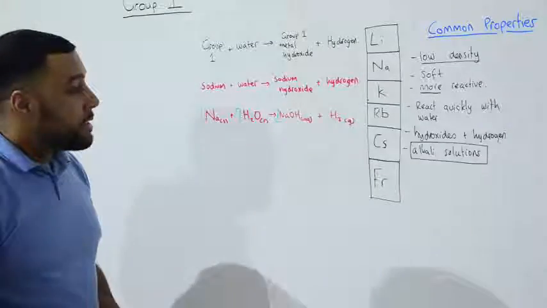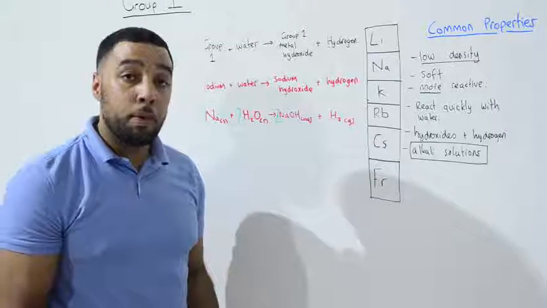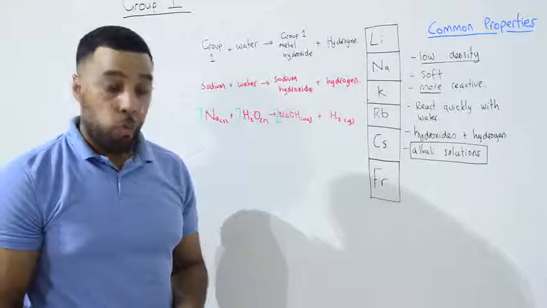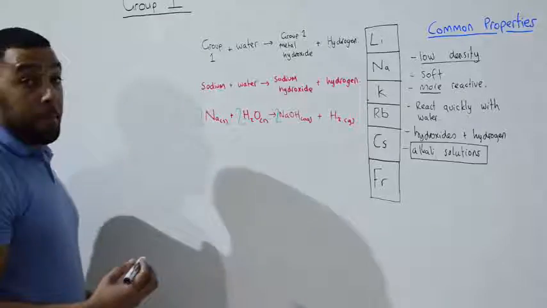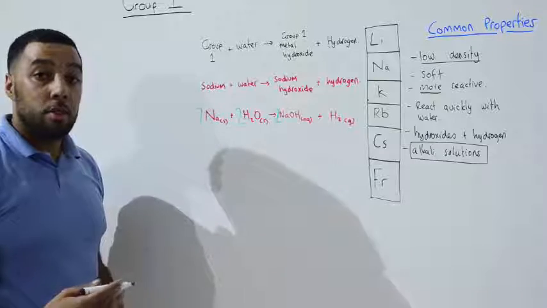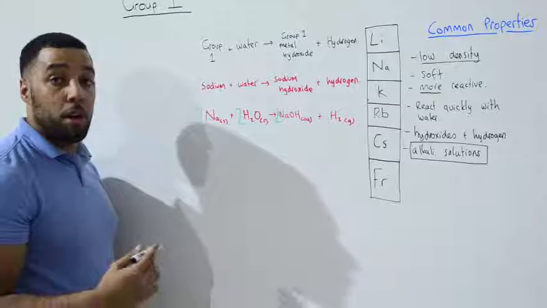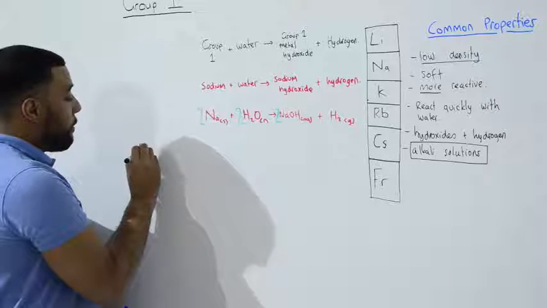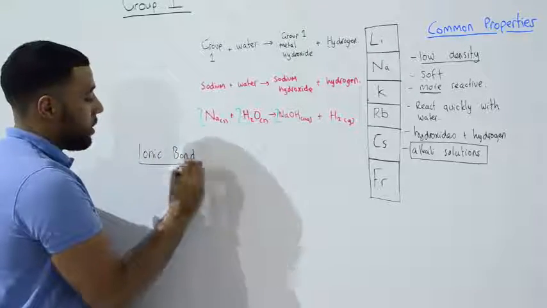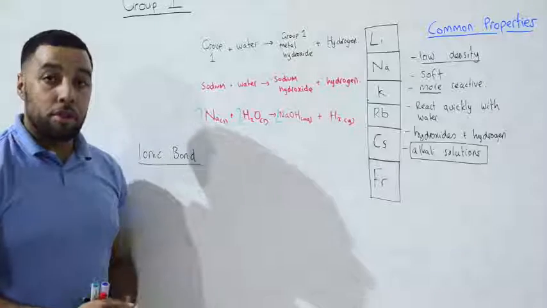Another point to add is that as we go down the Group 1 metals, their melting point and boiling point decrease as we go down. Another important reaction for Group 1 elements is how they react with non-metal atoms. Group 1 metals will react with non-metal atoms and form an ionic bond. In previous videos we've covered ionic bonding, which is the transfer of electrons.